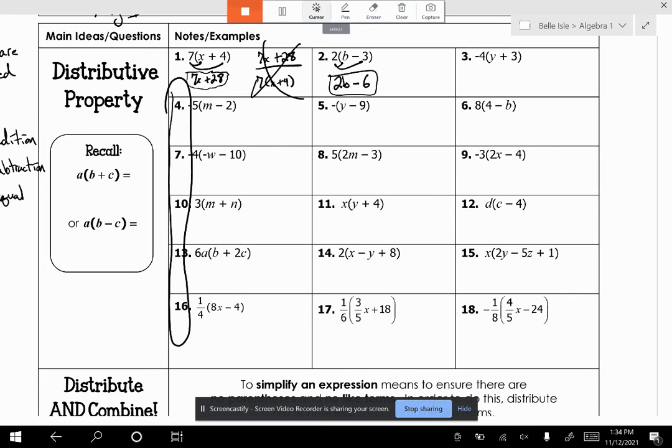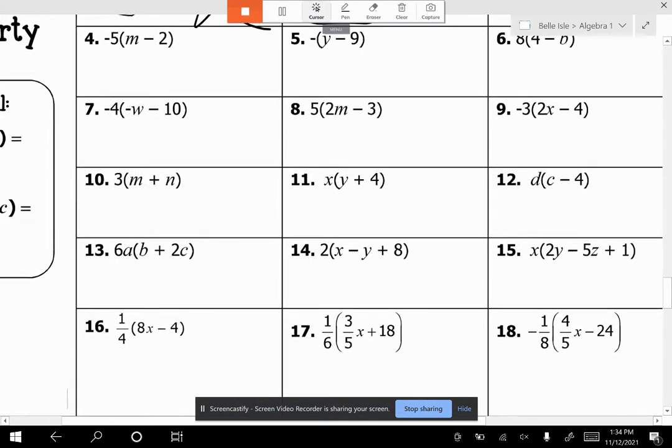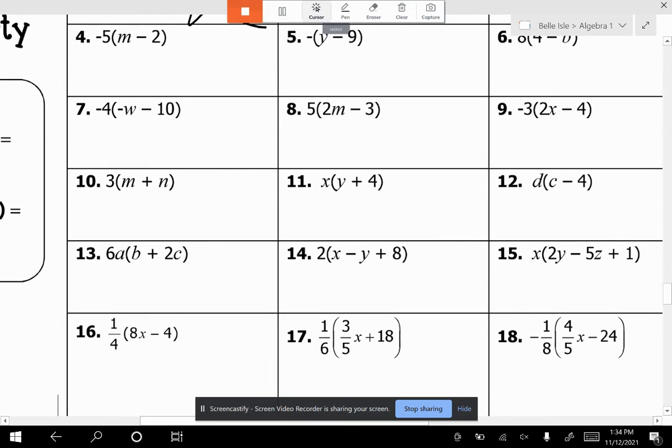Okay. Are you ready? I'll go ahead and start marking them in. Okay, you do number 16. I will do number 16 in the order that I choose.